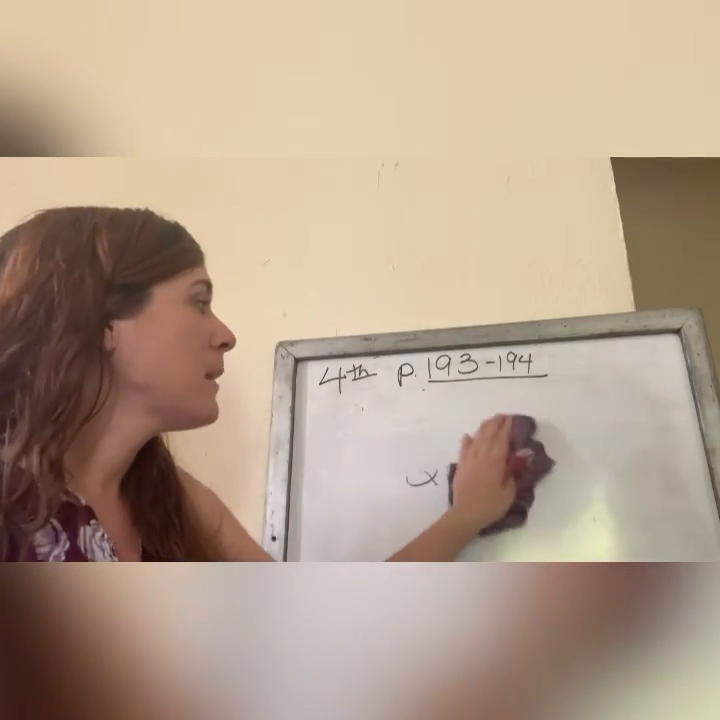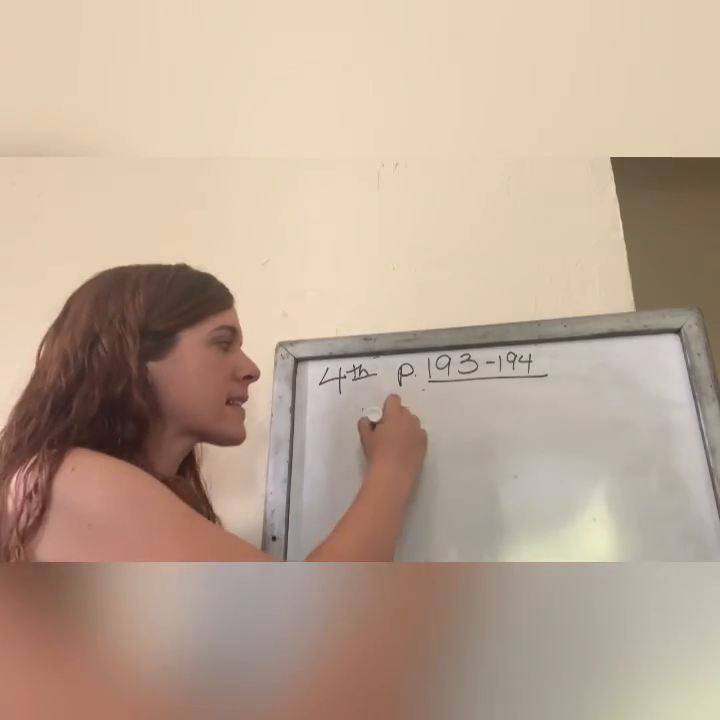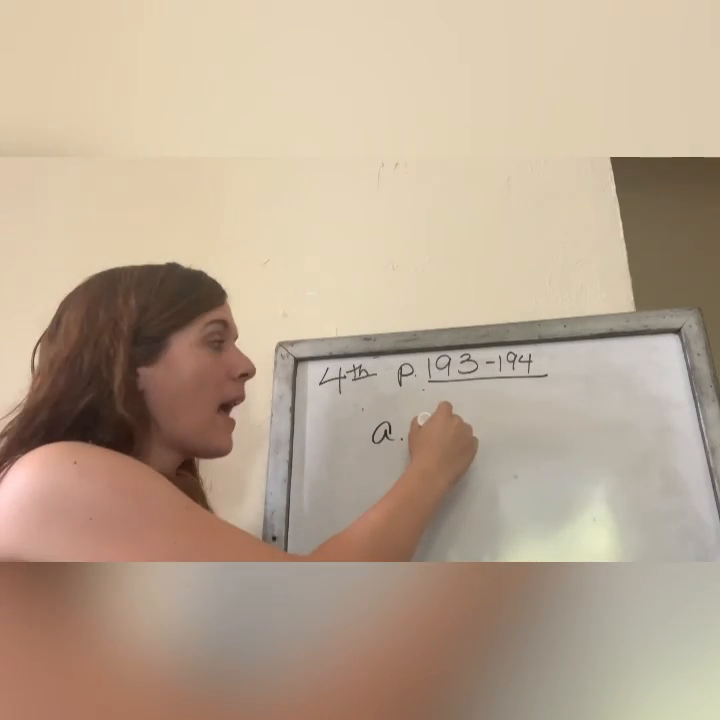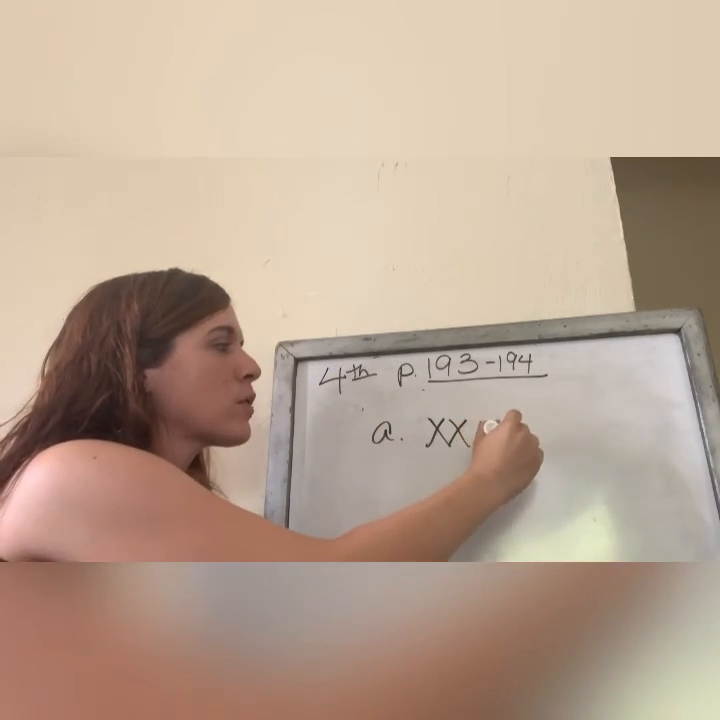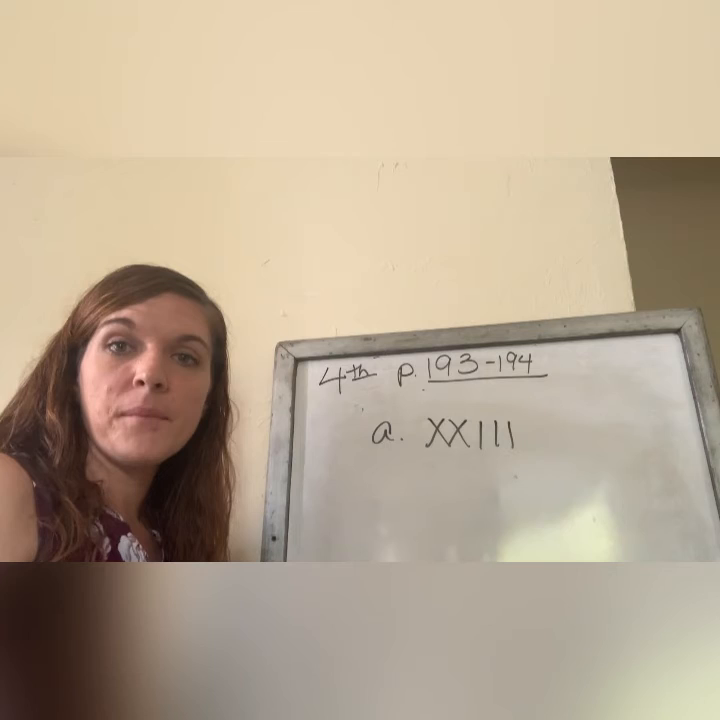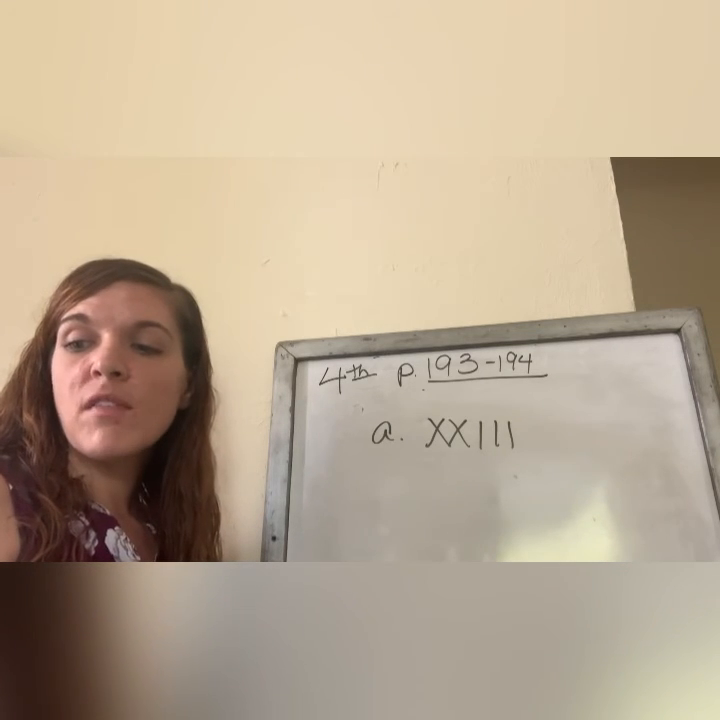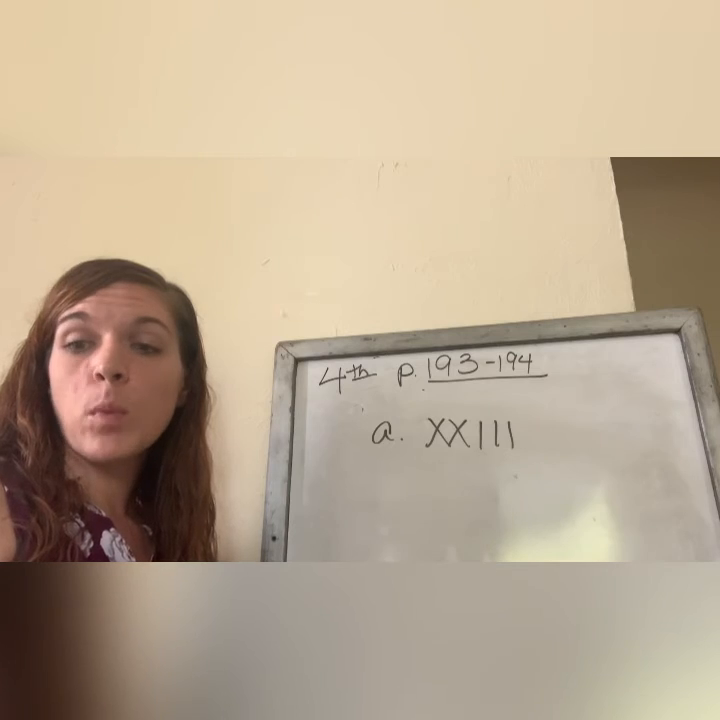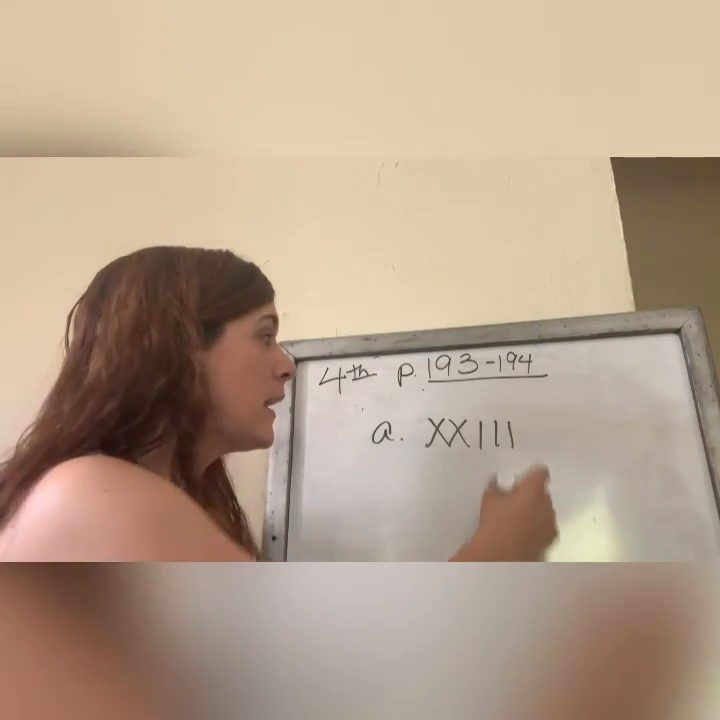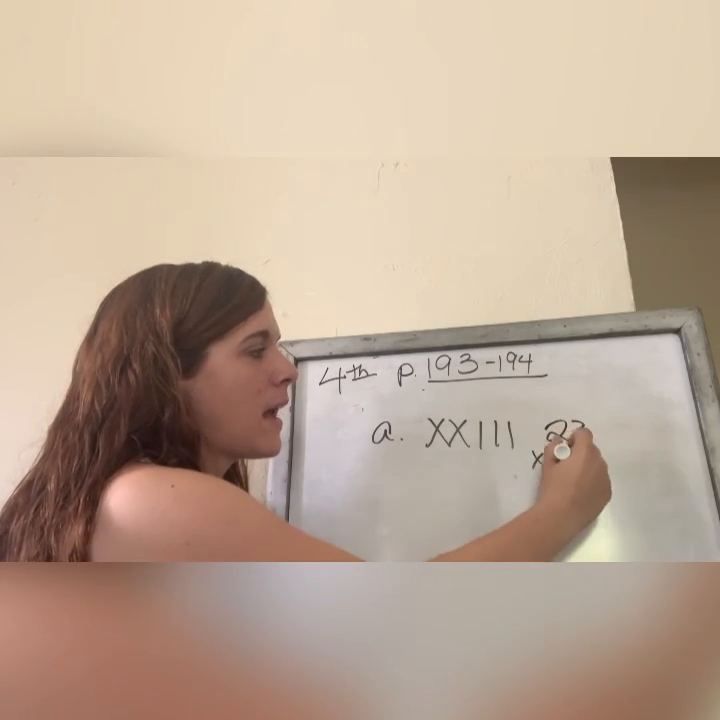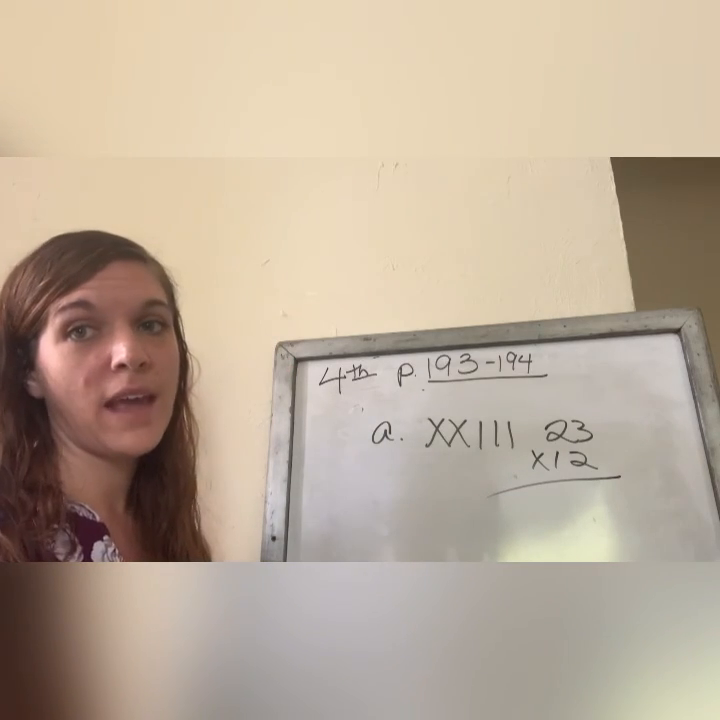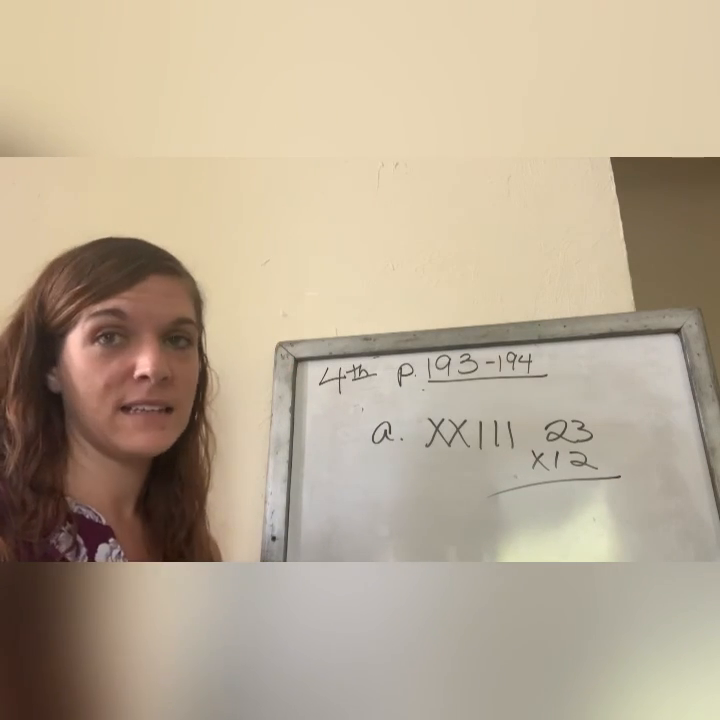And number 9, make sure that you understand what letter A is asking you. X, 1, 2, 3. What is that number right there, Salma? 23, right? Okay? It says multiply the value of each Roman numeral by 12. You can't just write 23. Now you have to multiply 23 times 12. Okay, that's what you do for letter A, B, and C.